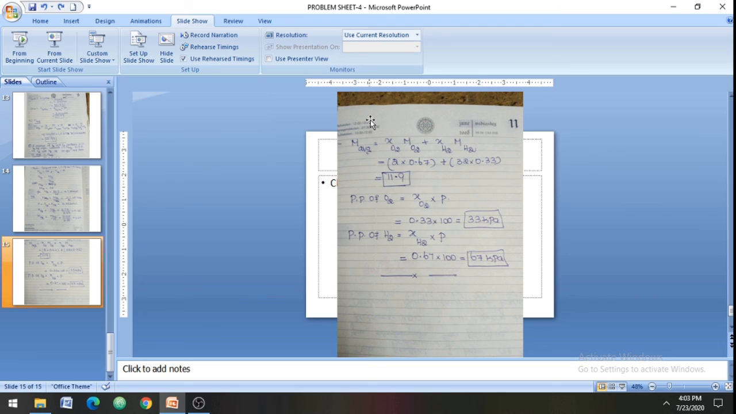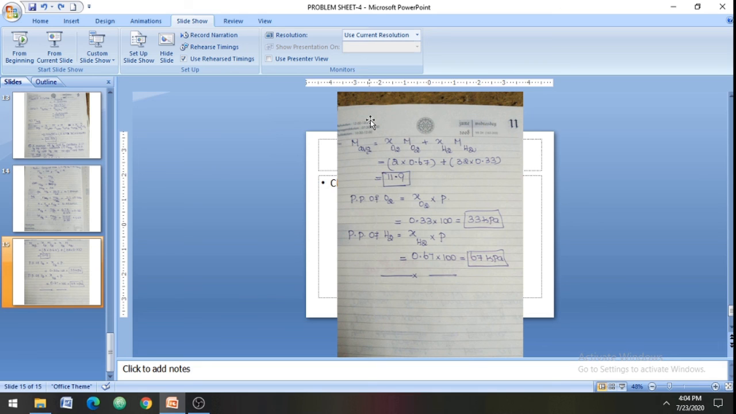Only one hint in this problem: notice from the answer that the partial pressure of oxygen is 33 kilopascal. What about the total pressure? The total pressure is 100. So once you know one component's partial pressure, you can easily find the partial pressure of hydrogen. How? We don't need to write the equation. We have only the total pressure and the partial pressure of oxygen. So what is Dalton's law? Total pressure is equal to the sum of the partial pressures of the components. So total pressure P is equal to the partial pressure of oxygen plus the partial pressure of hydrogen. You know the total pressure is 100.